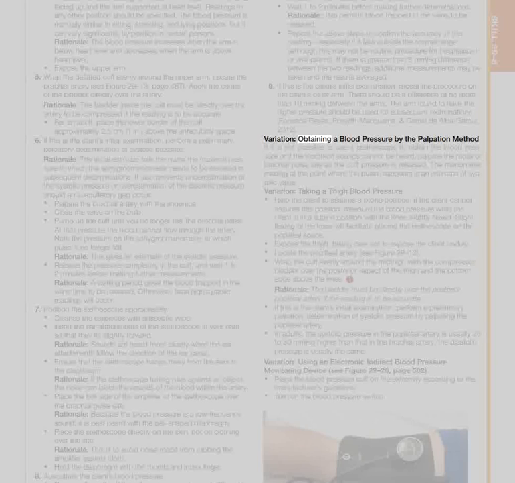Variation: obtaining a blood pressure by the palpation method if it is not possible to use a stethoscope to obtain the blood pressure.